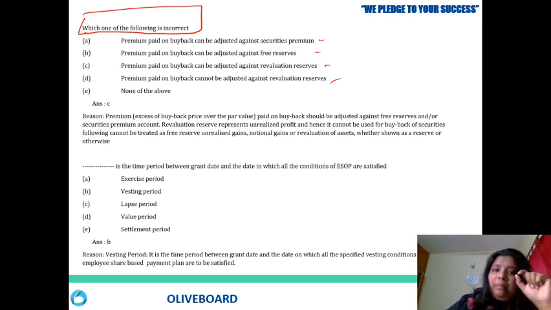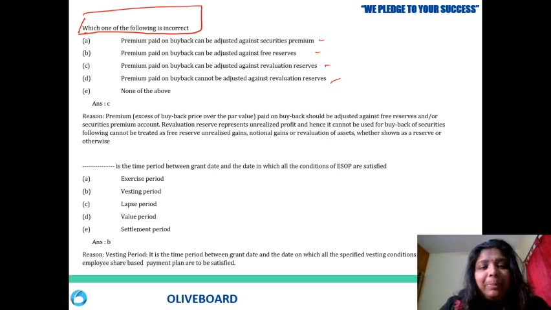So now the buyback, when Infosys is saying that okay, I will buy back at say 50 rupees or 100 rupees, it's at a premium. So when there is a premium on buyback, for that you can use the securities premium reserve. That is what is given in the Companies Act. Now against what all can you adjust the premium on the buyback? You can adjust against securities premium, you can adjust against free reserves, you can adjust against general reserve. But please remember, revaluation reserve is something you cannot use.